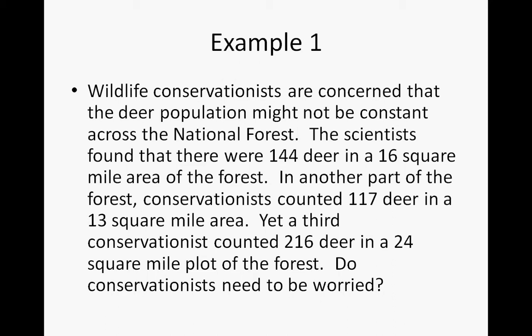So here's a copy of the original question. Wildlife conservationists are concerned that the deer population might not be constant across a national forest. So scientists found that there were 144 deer in a 16 square mile area forest. In another part of the forest, conservationists counted 117 deer in a 13 square mile area, and yet a third conservationist counted 216 deer in a 24 square mile plot of forest. So, do conservationists need to be worried?